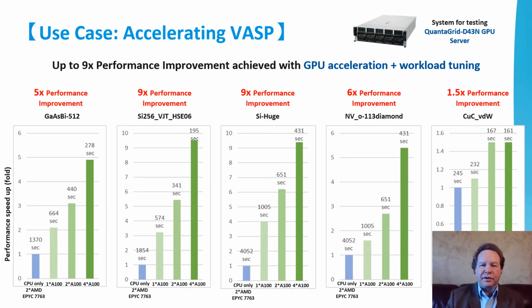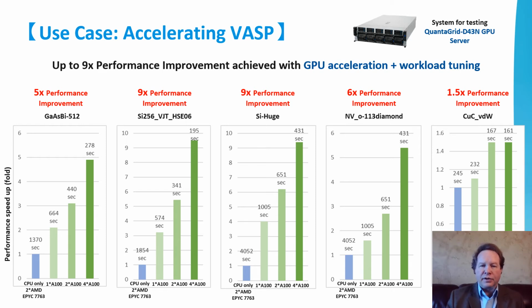QCT has tested 4 important algorithms that are commonly used in VASP to show that significant performance improvement can be achieved by GPU acceleration combined with QCT's workload tuning methods. As illustrated by these graphs, the verticals show the performance speedup. The blue bars represent the performance of only using CPUs, and the green bars represent the performance with GPU acceleration and QCT's workload tuning.